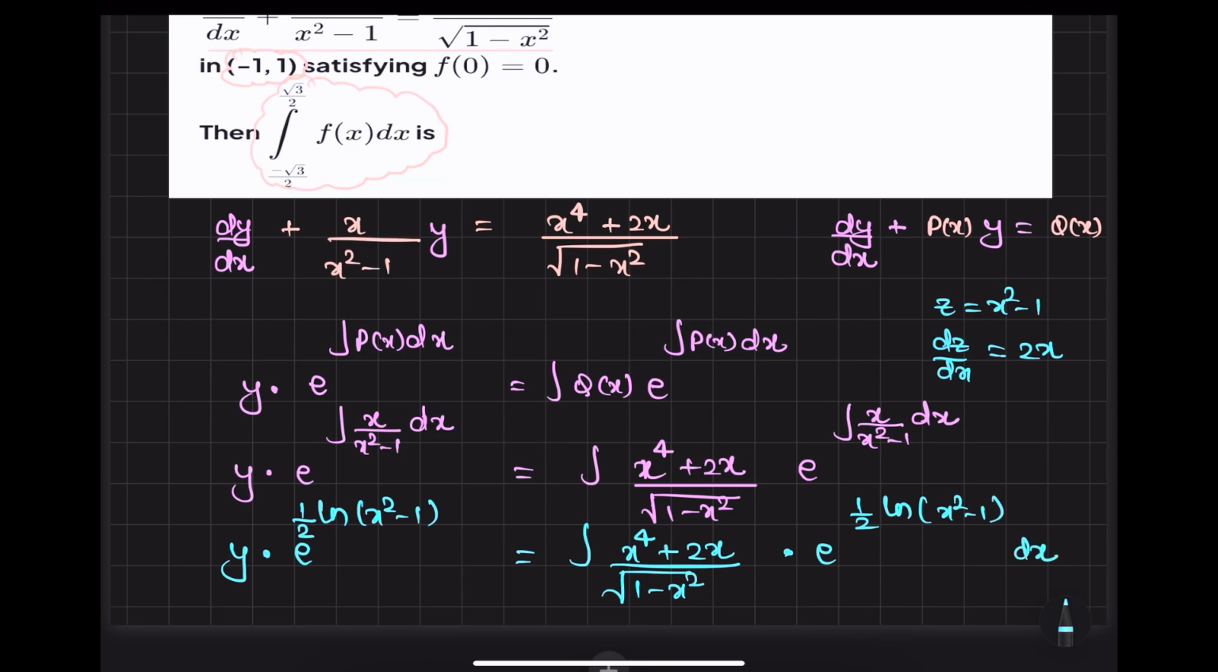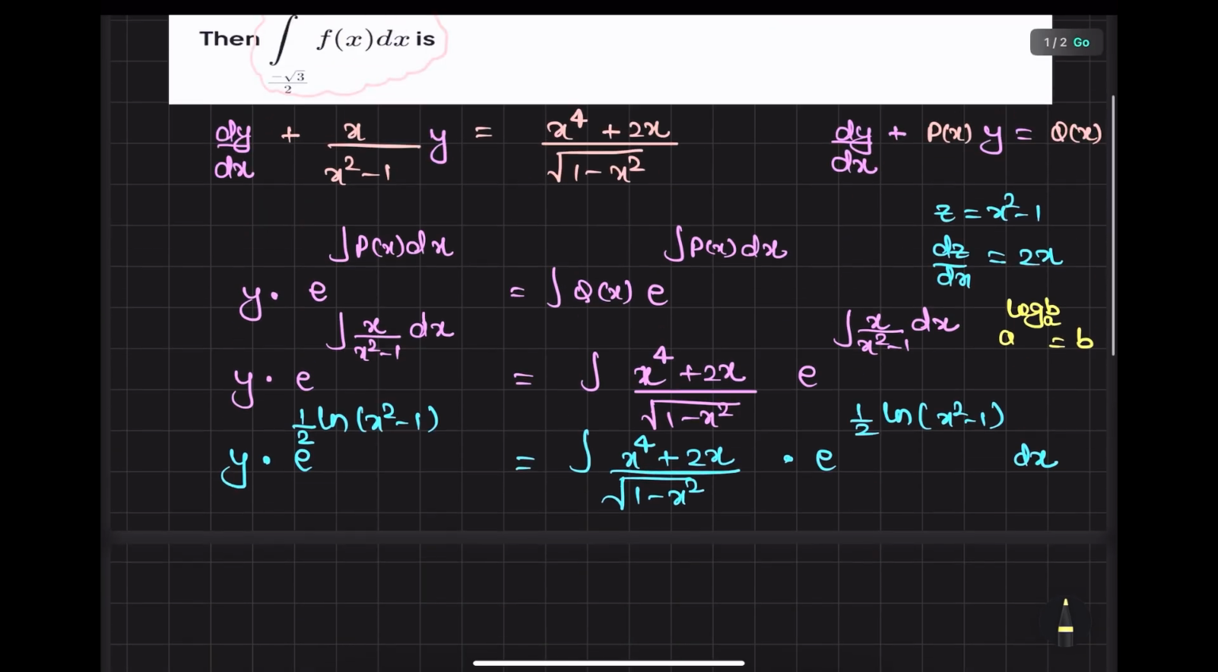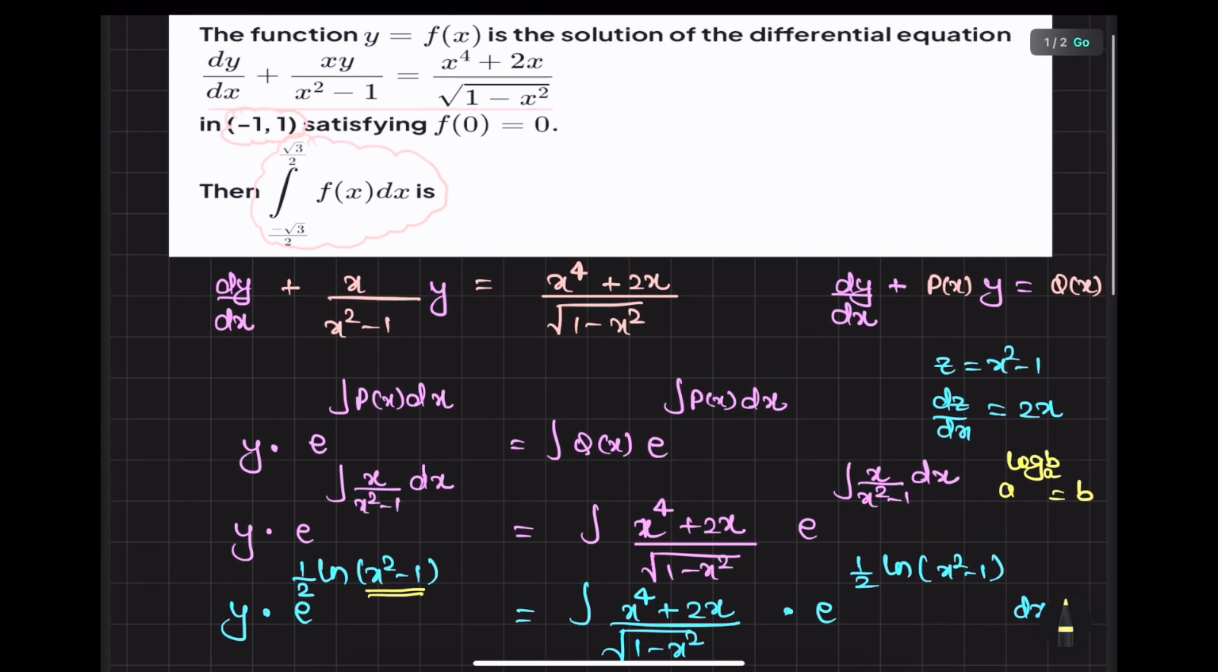Now look at this. Do you remember the property where a power log of b base a is equal to b? We will apply that property. For that we have to send this 1 by 2 to the power of the argument. But if you send this 1 by 2 to the power, it will become undefined in the given domain. It will become negative, and you cannot have a negative thing inside the square root.